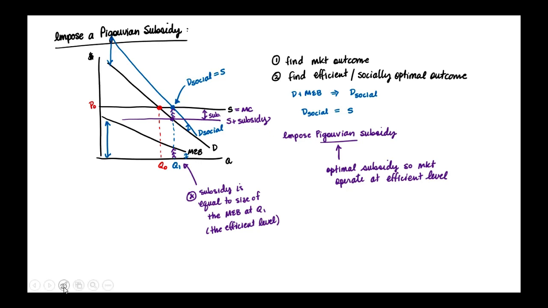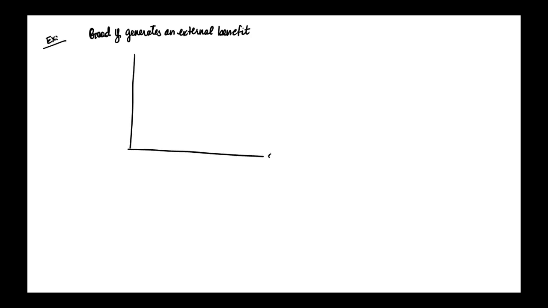Now, the last case I want us to look at is this. Let's say that good Y generates an external benefit. Good Y generates an external benefit. And I'm giving you a graph like this.